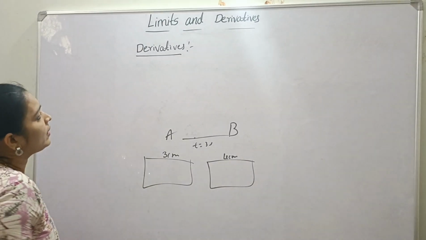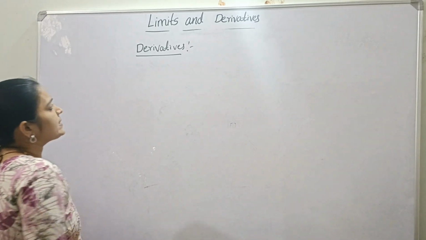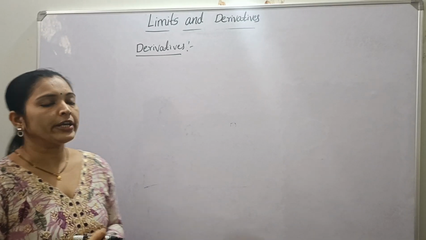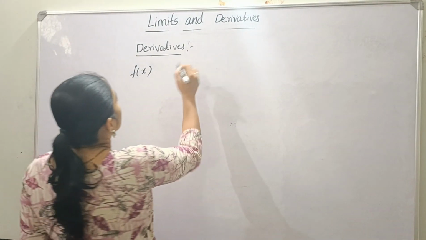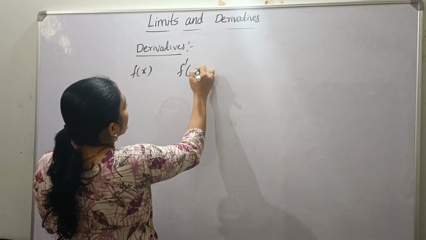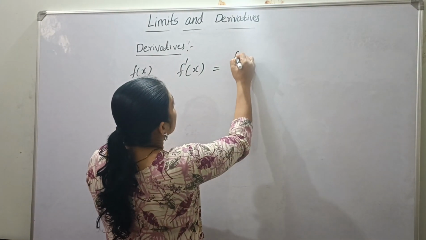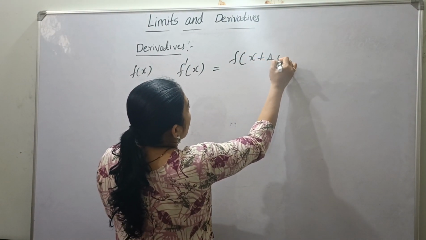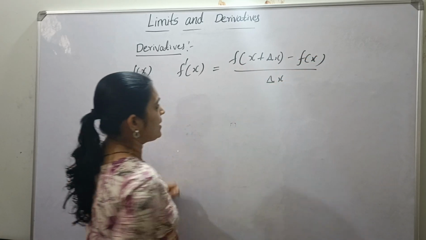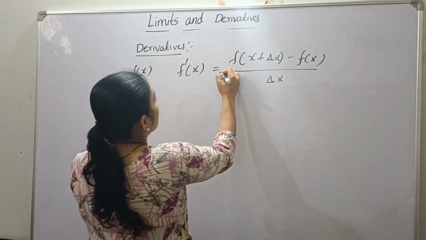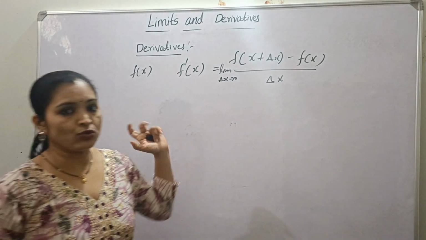Now let us define derivatives. For that, let us take a real valued function f of x. Then the derivative of f of x, denoted by f dash of x, is equal to the limit as delta x tends to 0 of f of x plus delta x minus f of x, divided by delta x. This is the definition of the derivative of f of x.